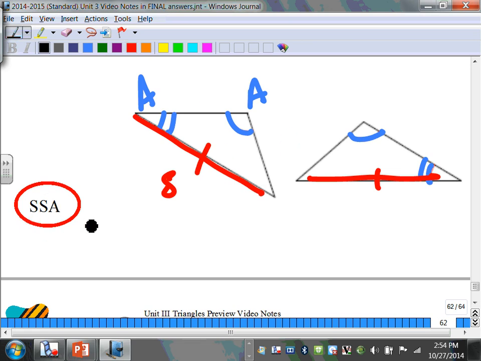Now, side-side-angle does not work. It's called the ambiguous case. You can look it up. It's not always a good shortcut. There's only one example where it is. I'll talk about that in class. The way I remember you can't use it, just think of this: no bad words spelled either way.